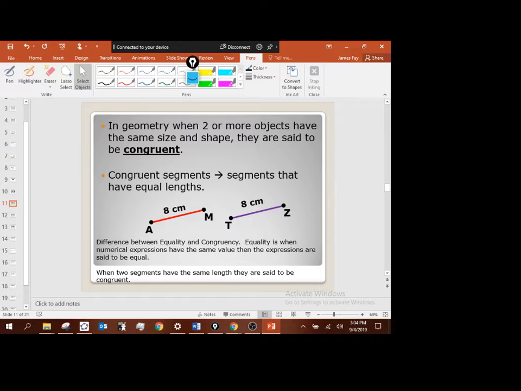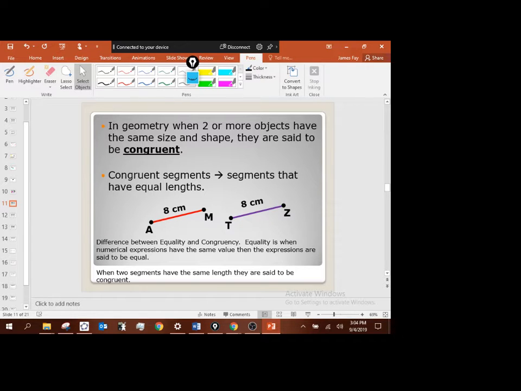They're not the same shape. Okay? So we need that criteria first. The next thing we need is that their sizes have to be the same. Now, as we talk about different shapes, there will be different things that dictate their size.